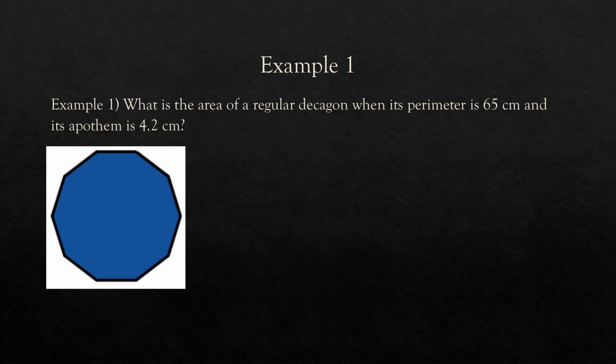Using what we know, let's try this example. What is the area of a regular decagon when its perimeter is 65 and the apothem is 4.2? Now, a decagon is 10 sides, but we won't even need that because we're given its perimeter. And we just said the area was 1/2 apothem times perimeter. The apothem is 4.2 centimeters. The perimeter is 65 centimeters.